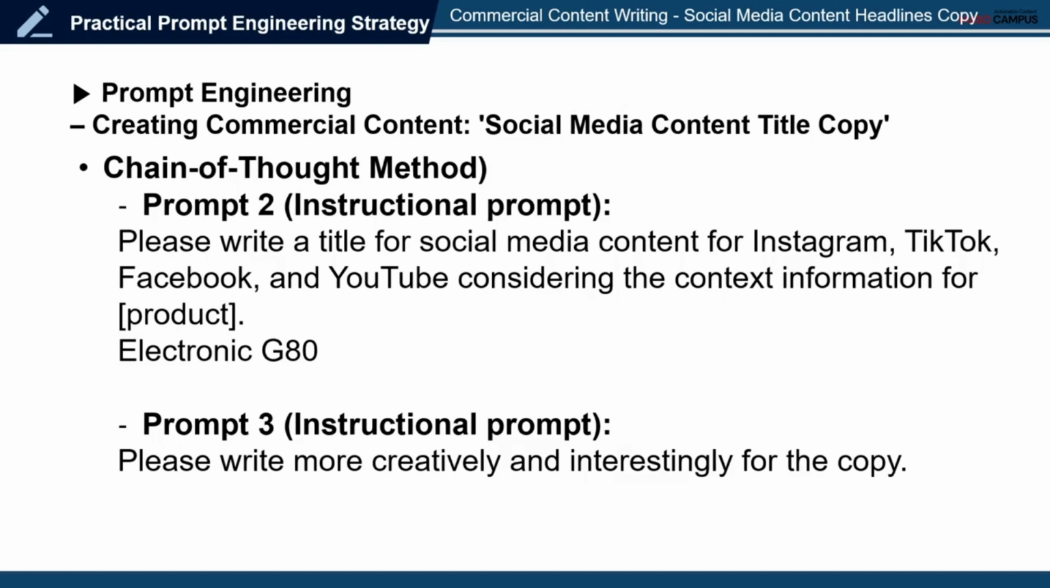After providing this basic context, I made a request for the title of social media content for Instagram, TikTok, Facebook, and YouTube through a second chained prompt. Then, a list of titles will be derived. After that, using the chain prompt method again, I will request for a more creative and interesting copy, enhancing the copywriting phrase for practical application.